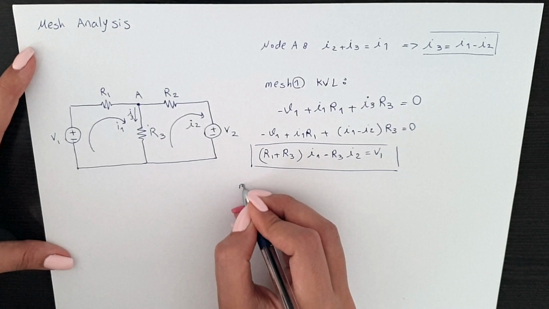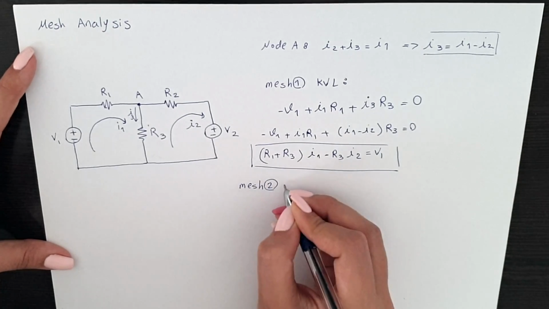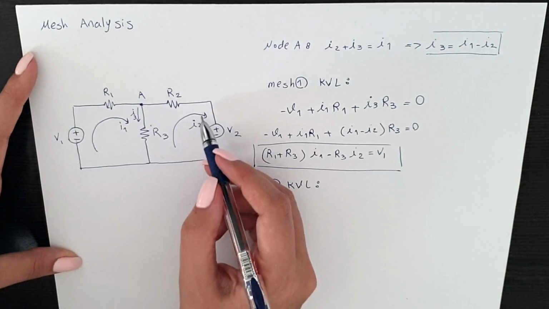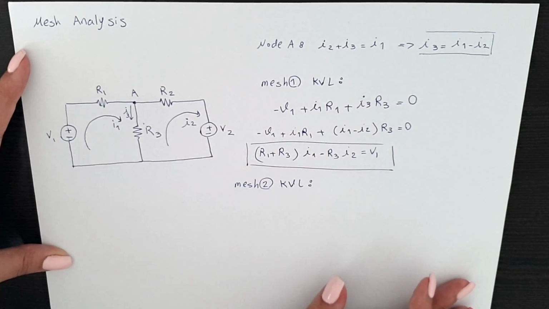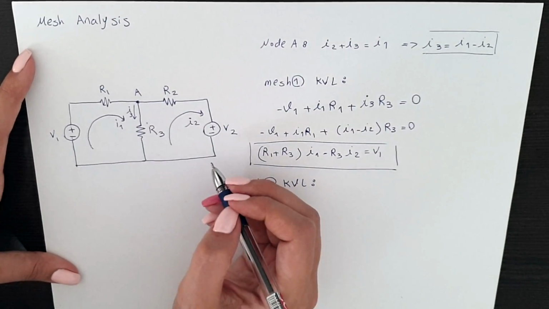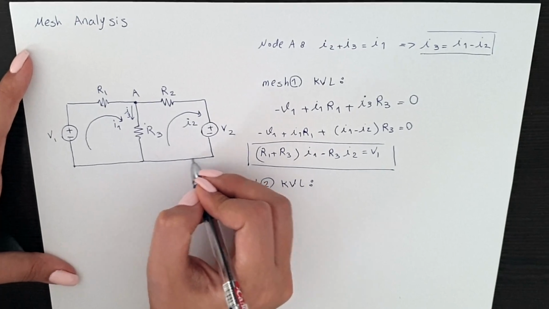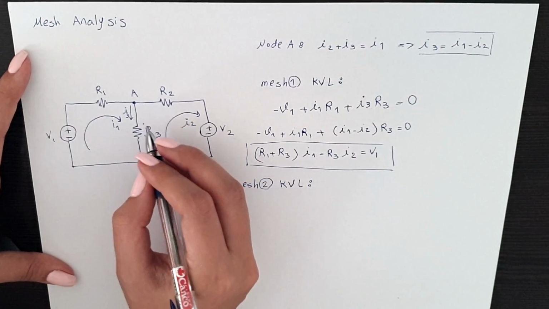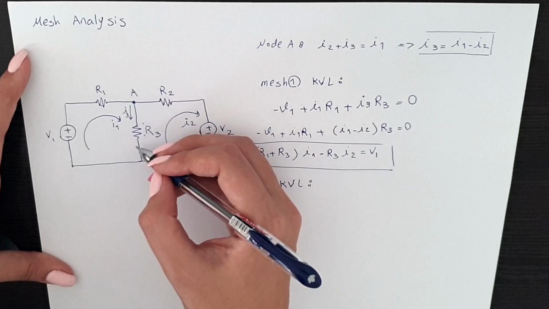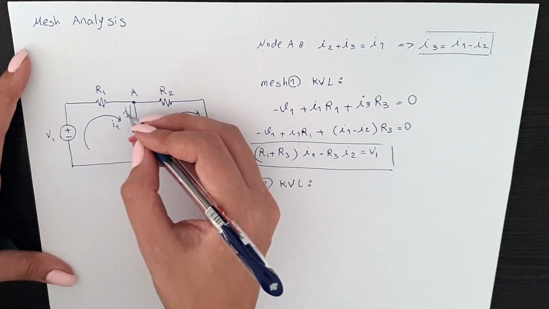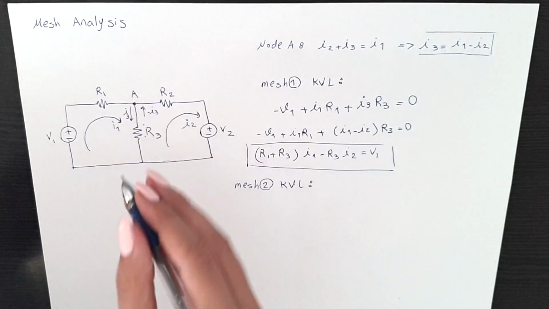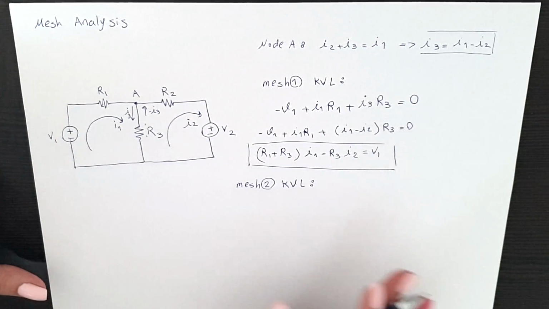We're going to go through mesh 2 and write the KVL rule around that. So where do we start? We can start from here, going according to the direction that we defined for the current of this mesh. We're coming from here, we get to R3. The current here is I3, but I3 is not in the direction that we're going. We want this current, we don't want this current. So as we know, if this current is I3, this current is minus I3.